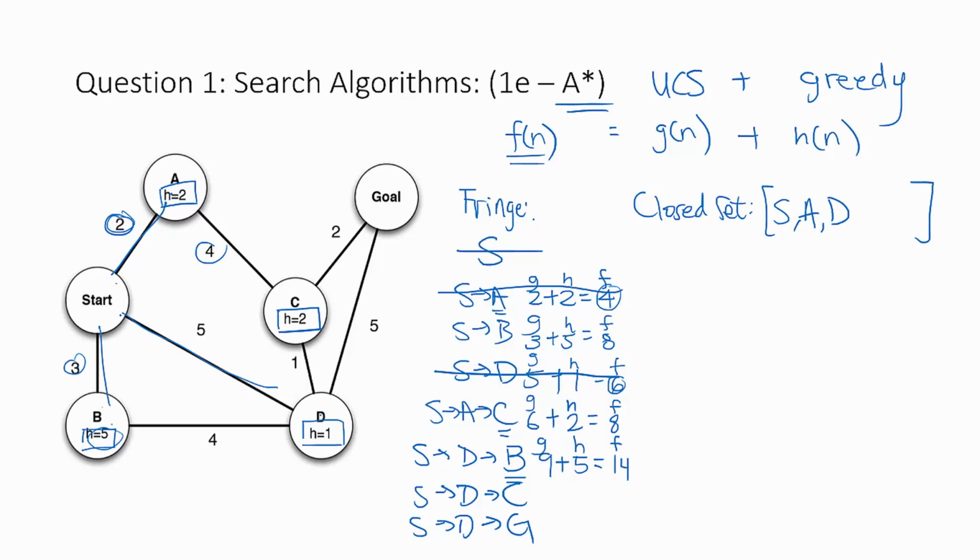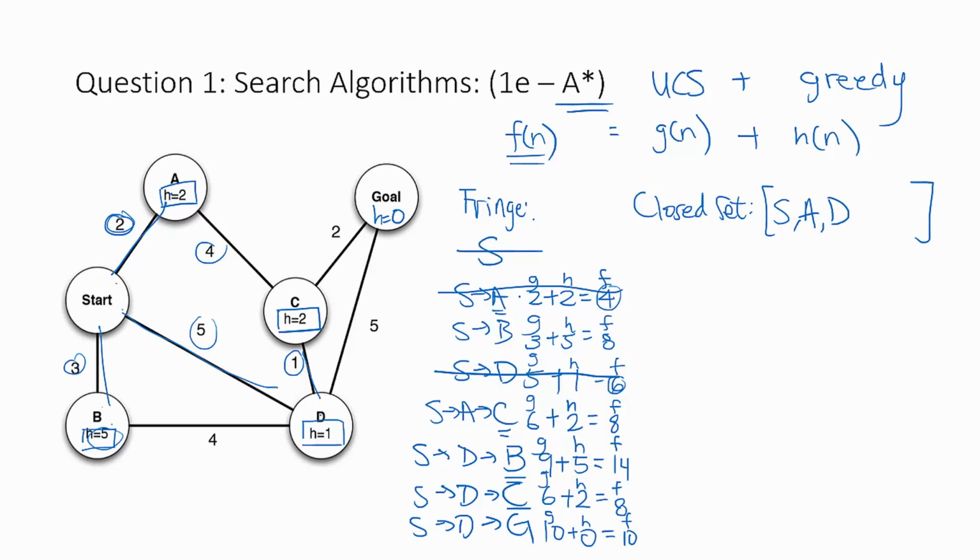So for S to D to C, the G cost is 5 to get to D, and then 1 to get to C, so that's 6. And the heuristic value is for the last state here, which is C, so the heuristic value is 2. That gives us an F cost of 8. And lastly, S to D to G has a path cost of 5 plus 5, that's 10. The heuristic of a goal is implicitly 0, as mentioned in greedy search. So the F cost is 10.